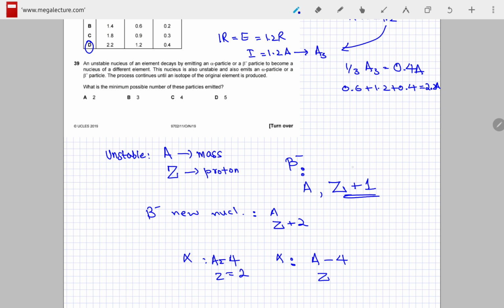Because this is what we had from the first beta decay, then the second beta decay became Z plus 2. Now we would have Z plus 2, and because of the alpha particle we would have minus 2, so this becomes Z. The process will end whenever an isotope of the original element is produced. So the process ends over here, which means there are 3 minimum possible particles that would be emitted. So the correct option is B.